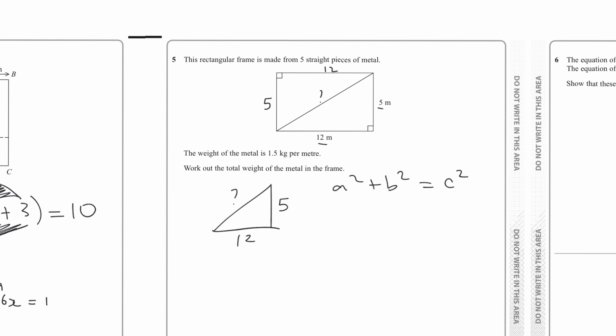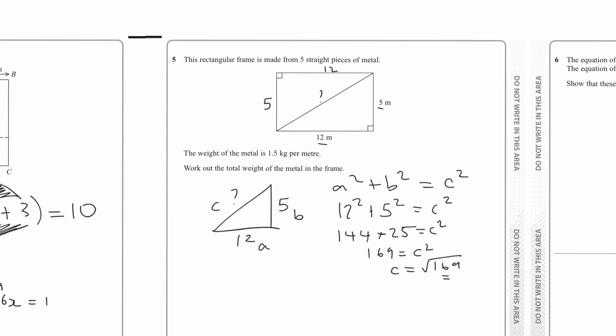Our question mark is our hypotenuse, which we always call c, and it doesn't matter where your a or b is. They can be the other way around. So we're going to end up doing 12 squared plus 5 squared is equal to c squared. 12 squared is 144 and 5 squared is 25. Adding them together, they are 169. So c is equal to the square root of 169, which is 13. So now we know that's 13.